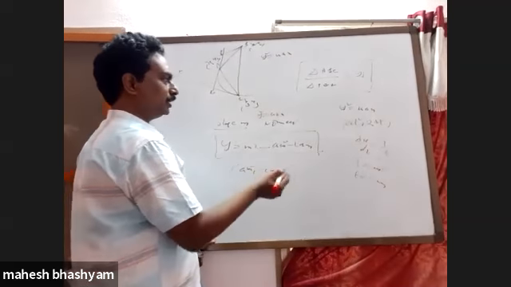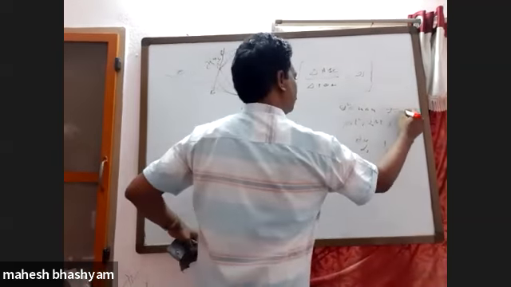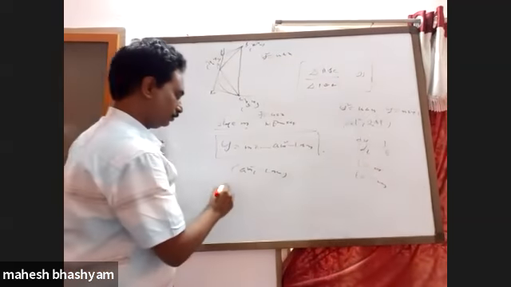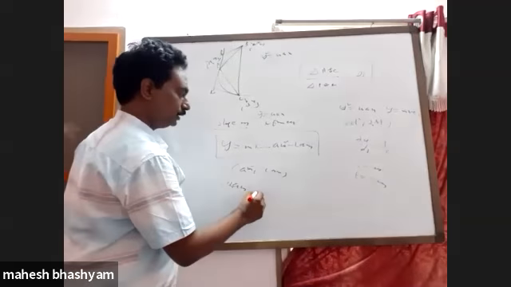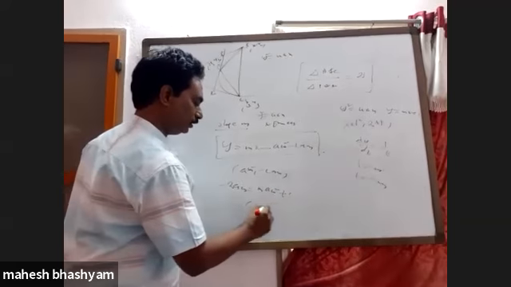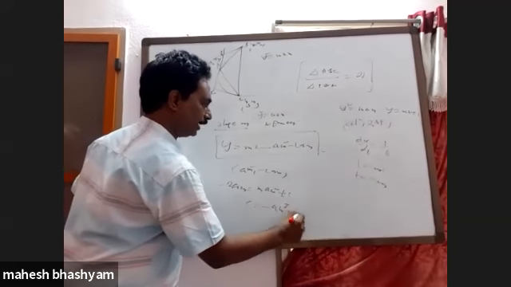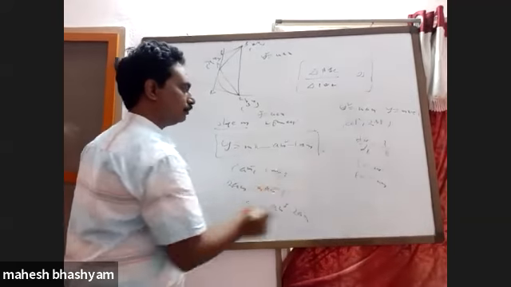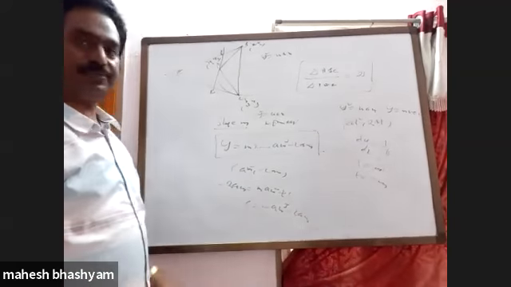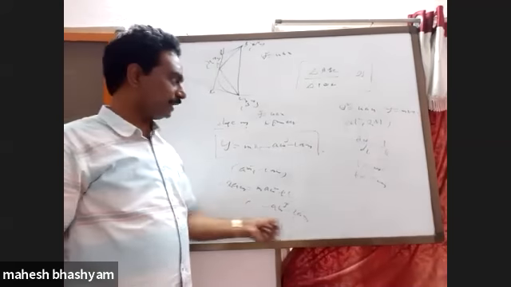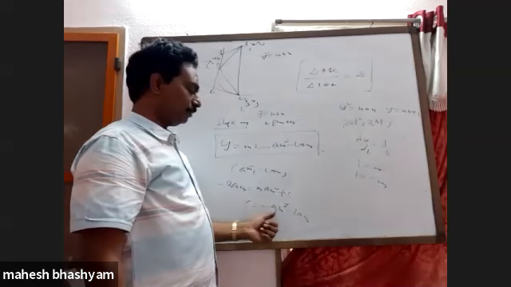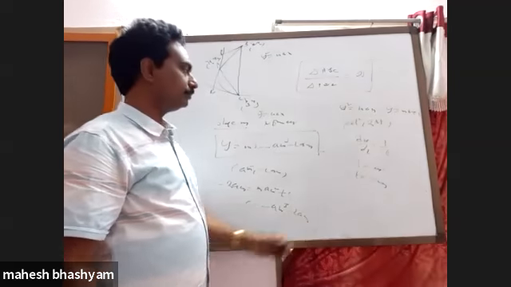Now you can substitute in the standard form y is equal to mx plus c, and from that you can calculate c. Minus 2am equals m times am square plus c. So c is equal to minus am cube minus 2am. This is the condition for the line y is equal to mx plus c to be a normal: c is equal to minus am cube minus 2am.